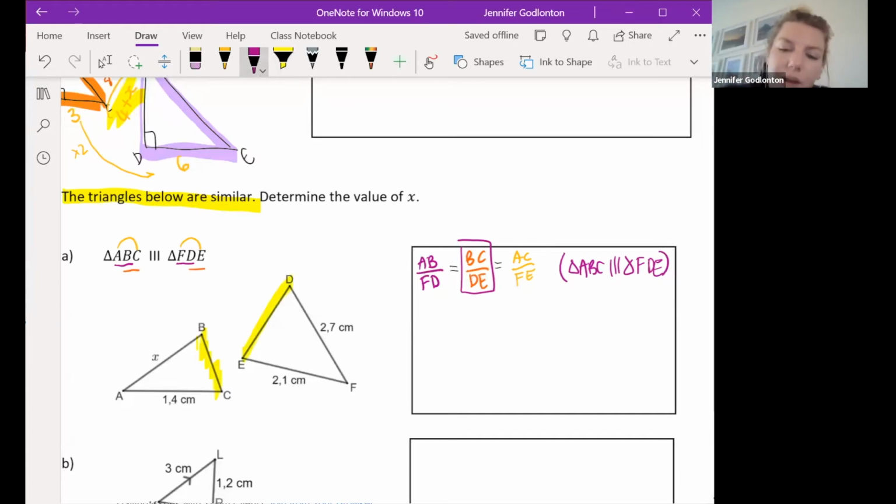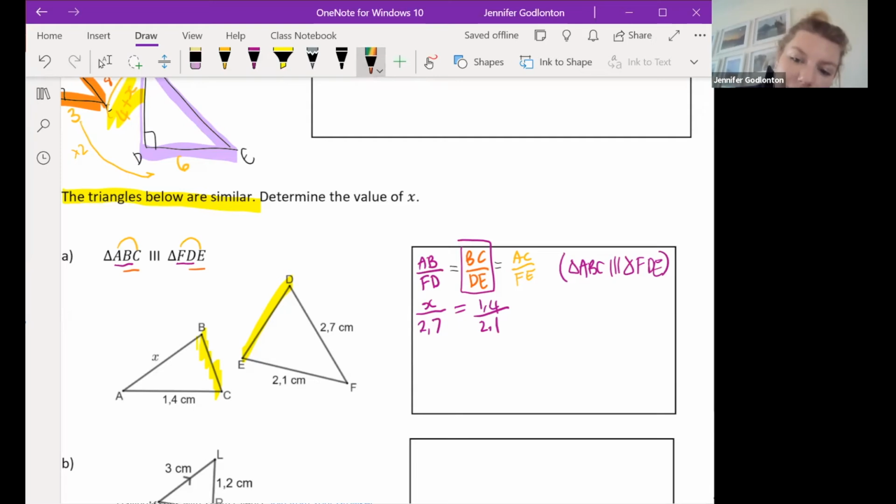All right. So I'm going to write AB, which is X, FD, which is 2.7. And that's equal to AC, which is 1.4, and FE, which is 2.1. When I get to this point over here, you actually could just multiply the other side by 2.7. But if that stresses you out, let's do it the longer way.